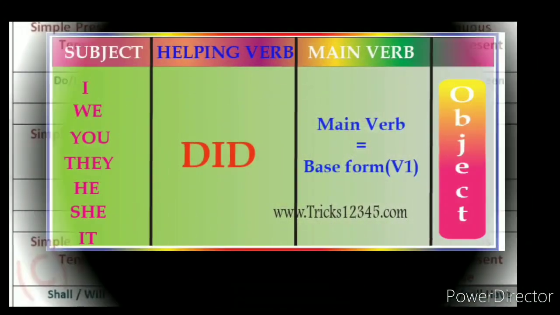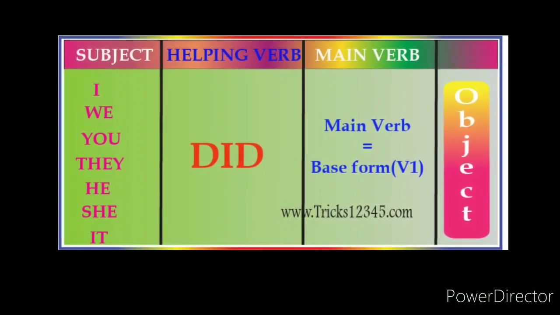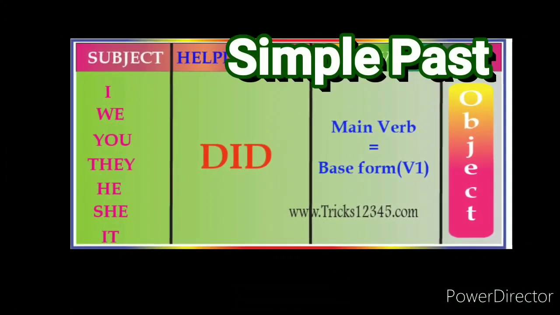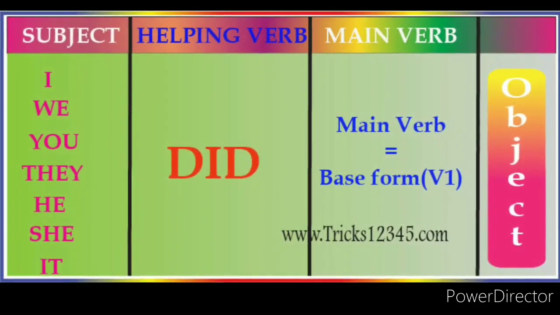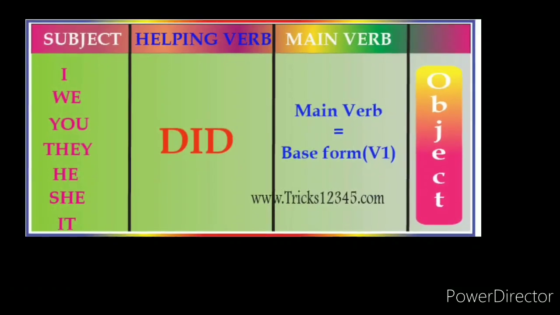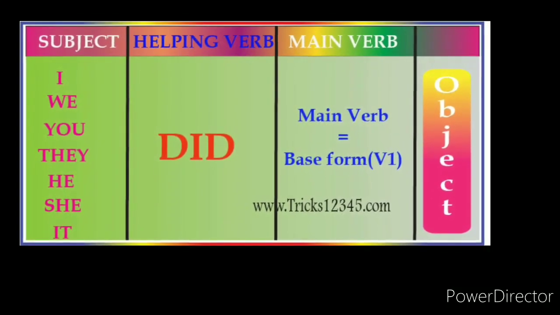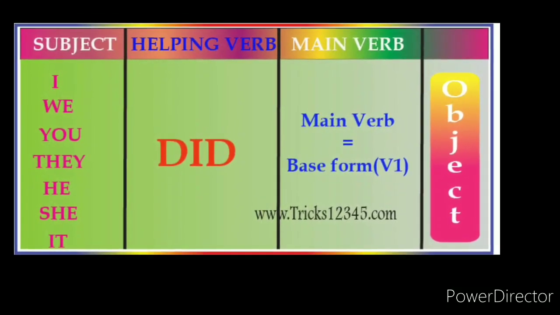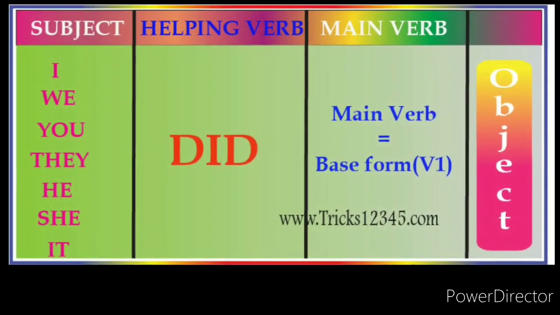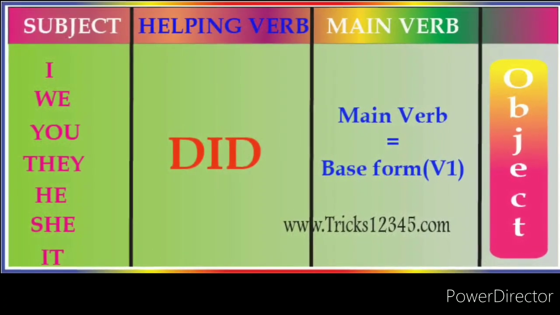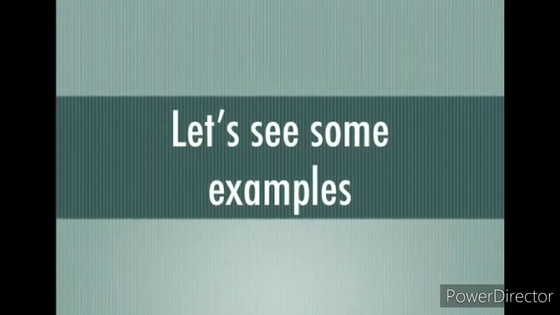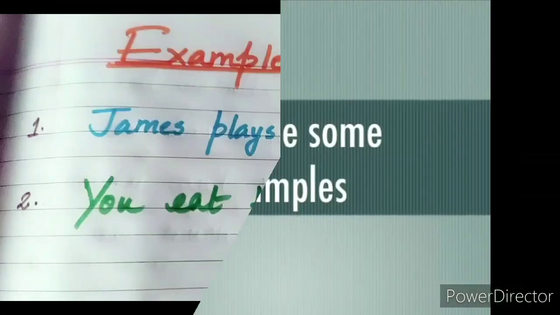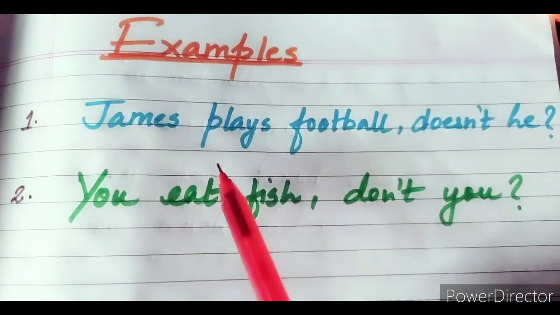Understood? But if the statement is in simple past and we don't have auxiliary verbs in that statement, then no matter whichever subject we have, we would be using the auxiliary verb did in the question tag. Okay, now let's see some examples to understand it even better. Now children, let us go through some examples.